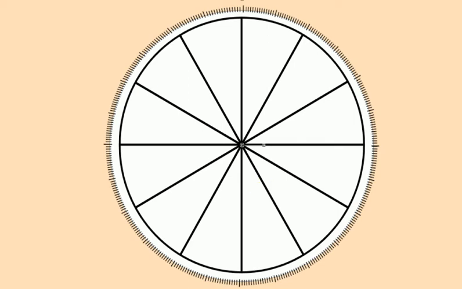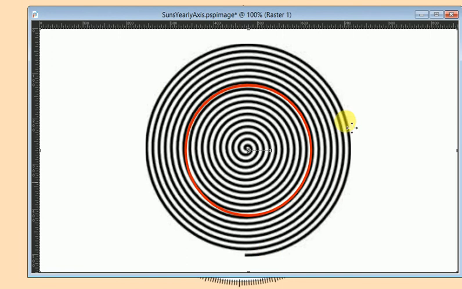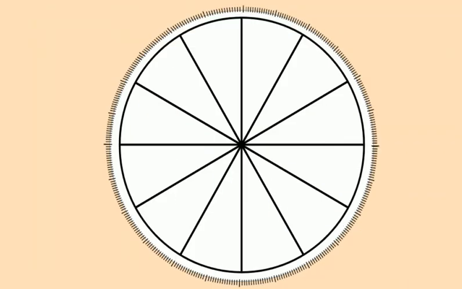Now we're familiar with this chart right here for the rotation of the sun. We know that the sun travels around the earth in a circular pattern, a swirl-like circular pattern. So then, the months, however, are a little bit different.